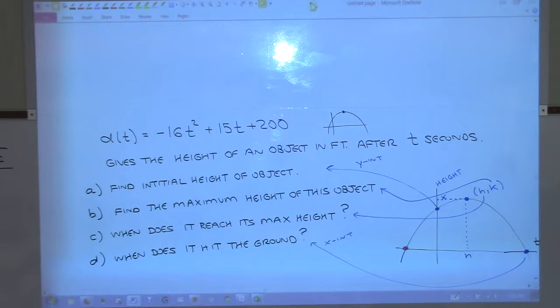Just remember, round to 2 decimal places. That's fine. Do you have any questions here? You okay? Okay. Any questions over here? Are you working on the x-intercepts right now? Yes. Okay. I need to check to see what I've got here.